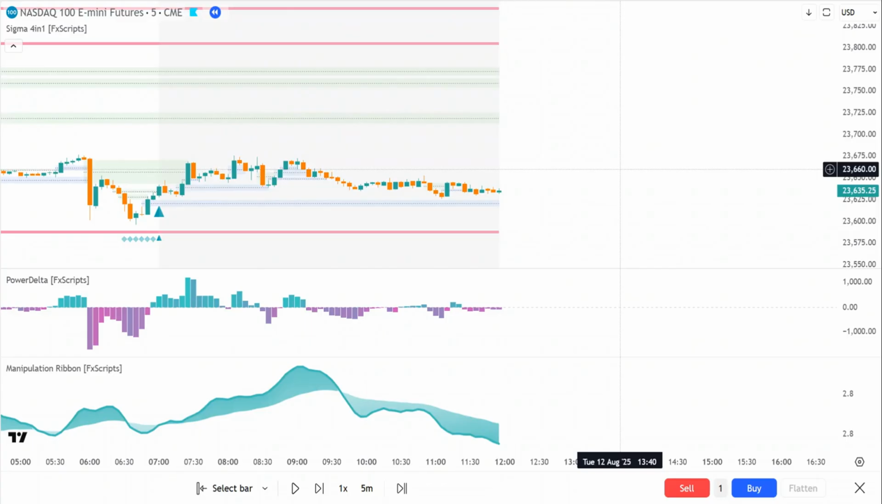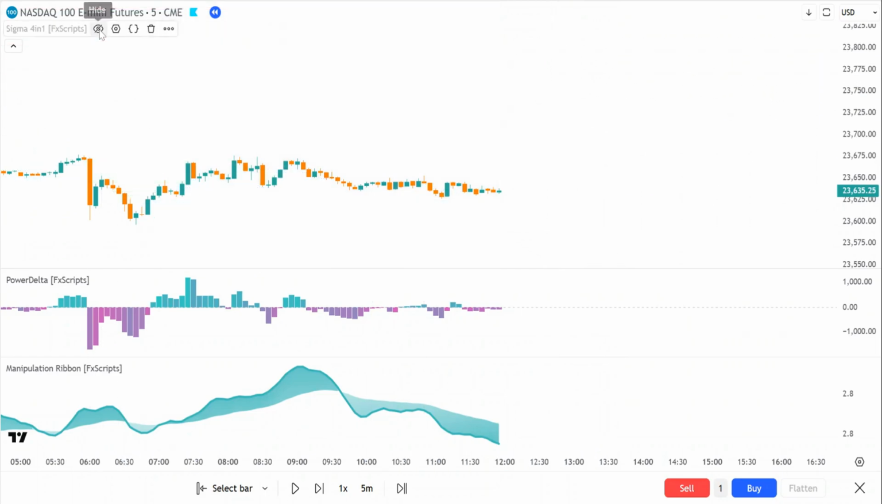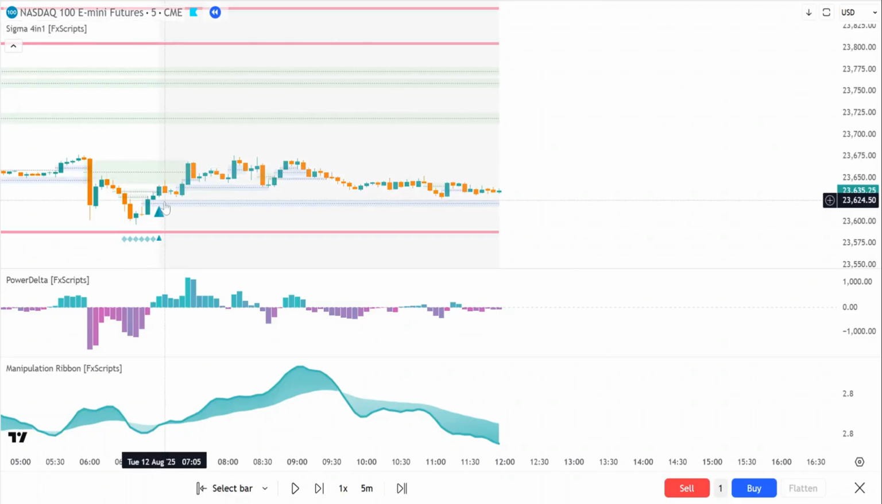So here's the Sigma system in front of you. All of the lines that are painted on are coming from the 4-in-1 indicator, and then we have the power delta and the manipulation ribbon. The way we trade is there needs to be a number of confluences. The first one is a liquidity sweep.